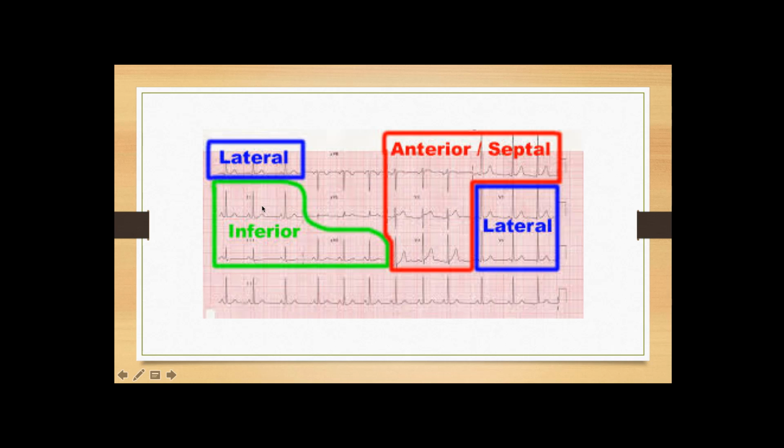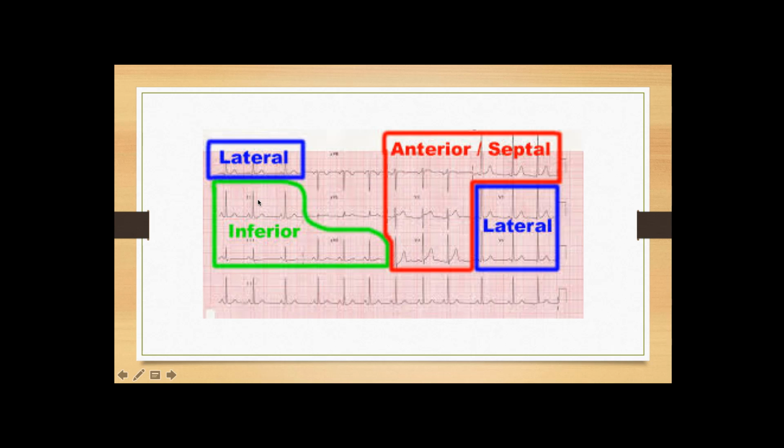This is an EKG showing different distribution of different walls when it comes to ischemia. So your lateral wall ischemia patients have STT changes and Q waves in the lead 1 and AVL. Your anterior wall have 2, 3, 4, and then your inferior wall patients have changes in 2, 3, and AVF. So this is how we can determine what wall of the myocardium is involved when we are seeing ischemia.